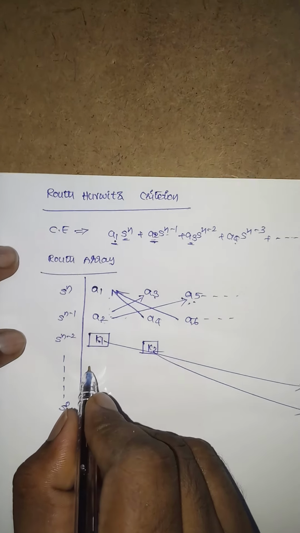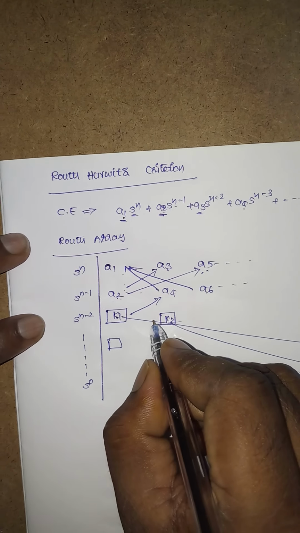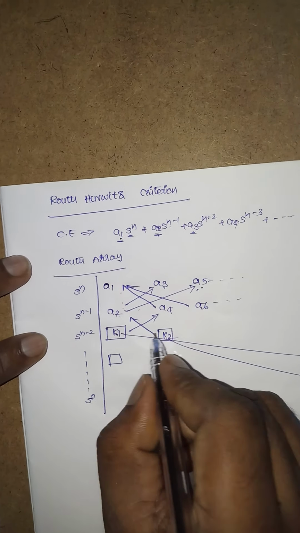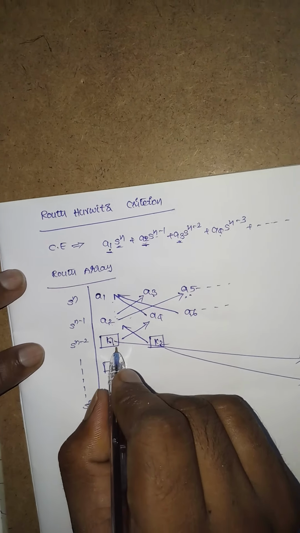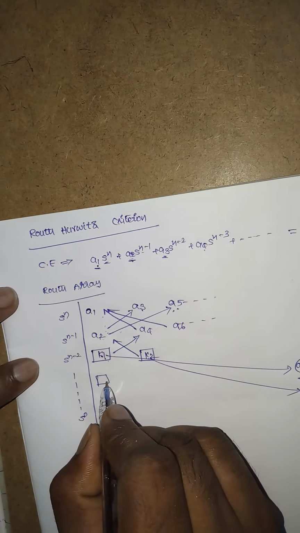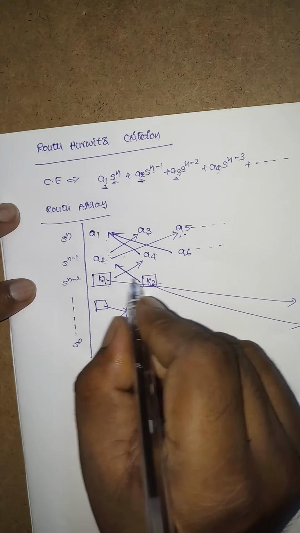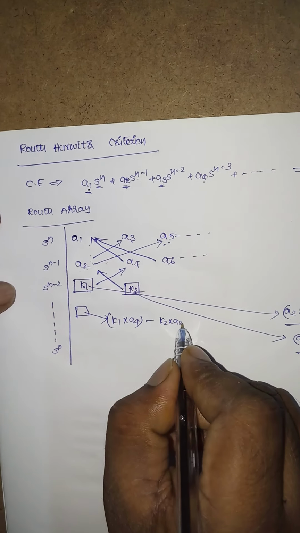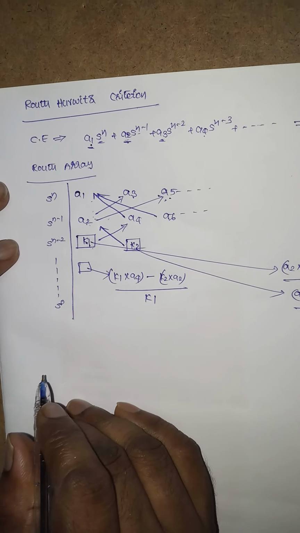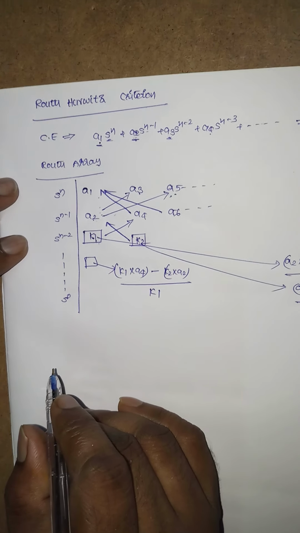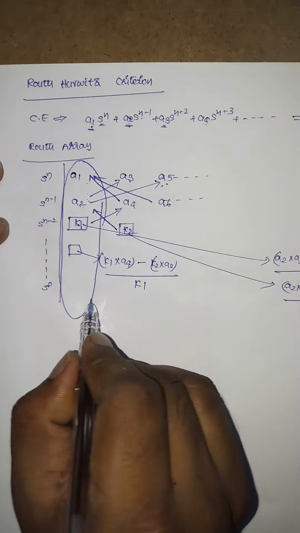Suppose if I want to find another element here, then you multiply this one with this one, multiply this one with this one, subtract these two things, and divide by K1. That is this element: K1 into a4 minus K2 into a2 divided by K1. So this is the element here. And also how to find the system stability from this Routh array: the first column of this Routh array will give the information about the stability.